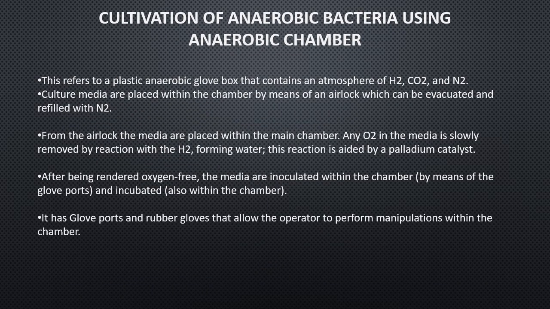Now about the anaerobic chamber. In the second slide you will have that image where you can refer to whatever I am going to explain now. Okay, so actually it is a plastic anaerobic glove box, which contains an atmosphere of H2, CO2 and N2 but no O2, that is, there is no oxygen. What is present in the atmosphere? Hydrogen, carbon dioxide and nitrogen.